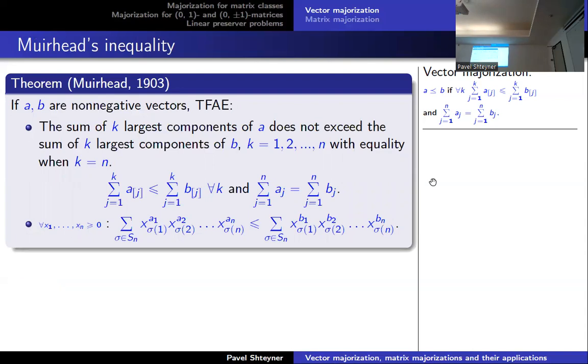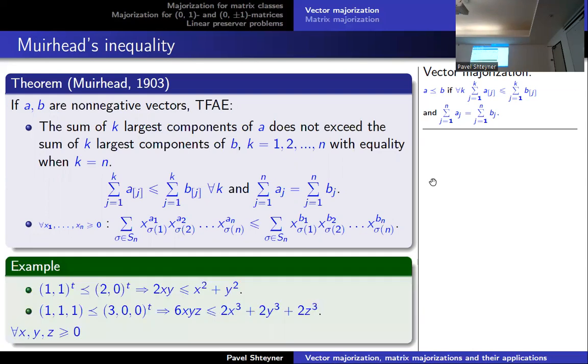And this seems to be the third equivalent condition of what later became vector majorization. It was favored by Muirhead, who, in his paper on symmetric functions, proved for non-negative vectors that majorization of A by B is equivalent to an inequality for monomial symmetric polynomials: the polynomial with exponents A1 through An, if A is majorized by B, doesn't exceed the monomial symmetric polynomial with exponents B1 through Bn, for all non-negative x. Here is an example.